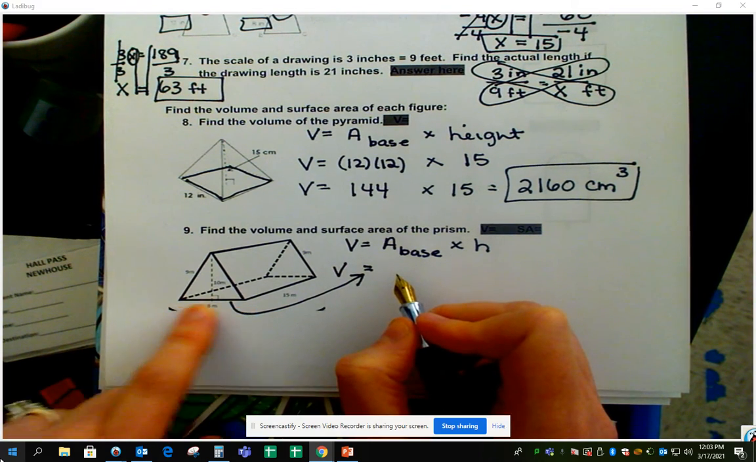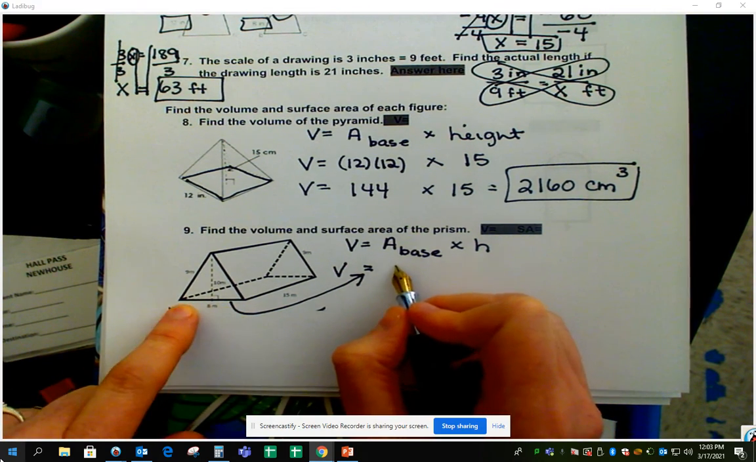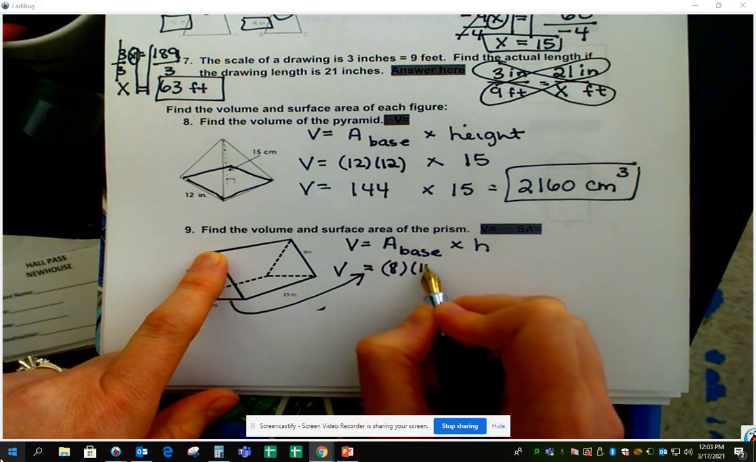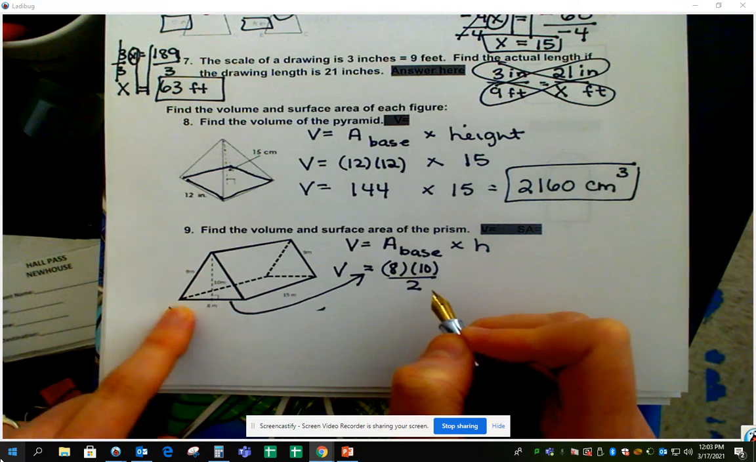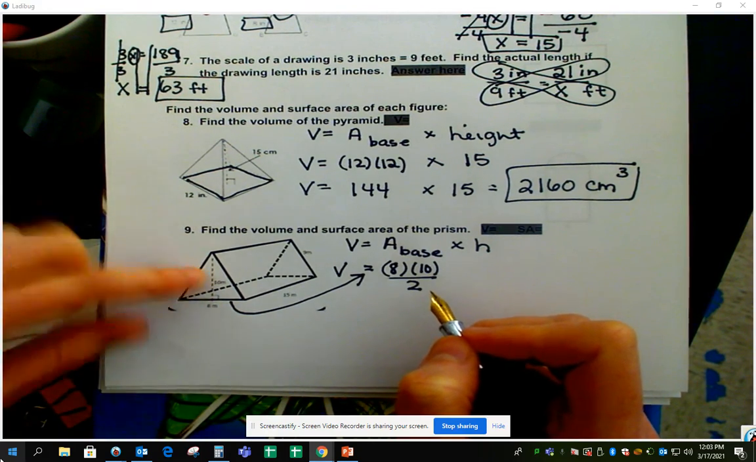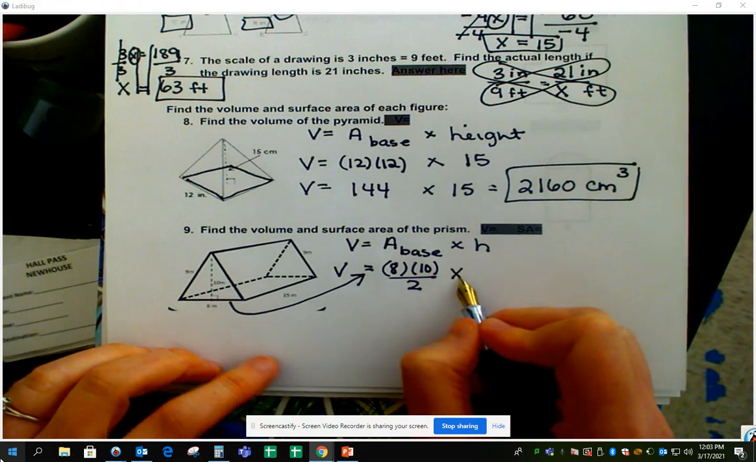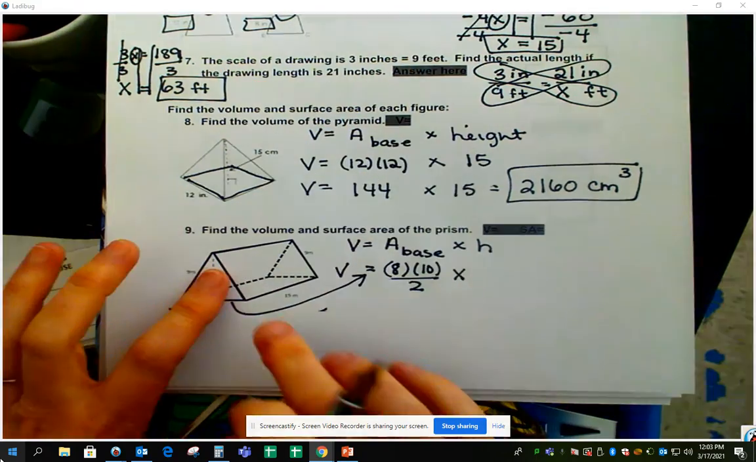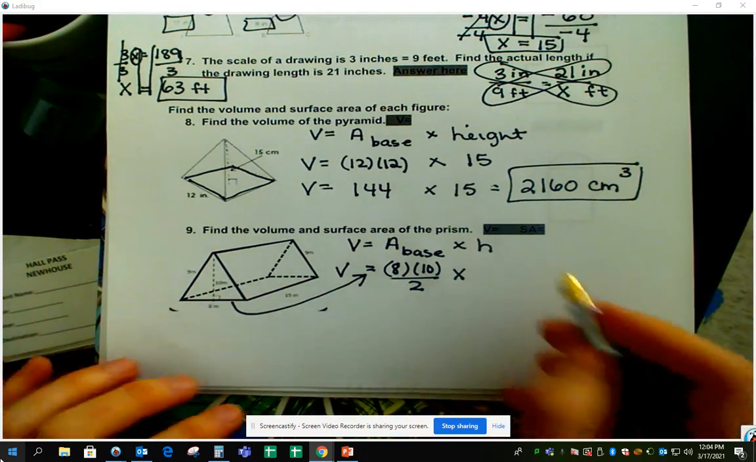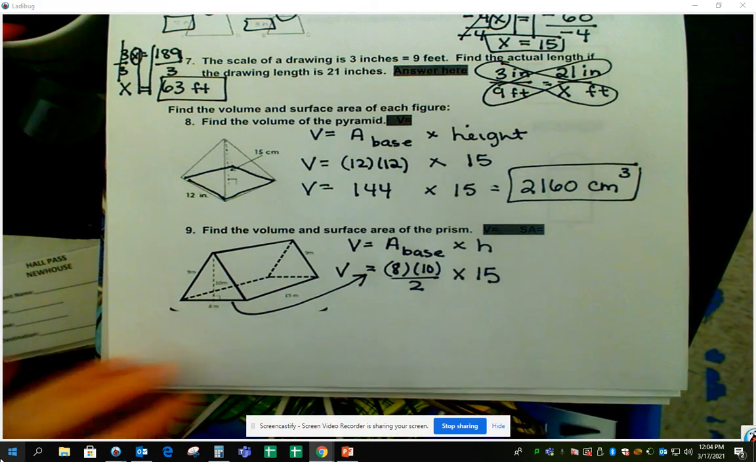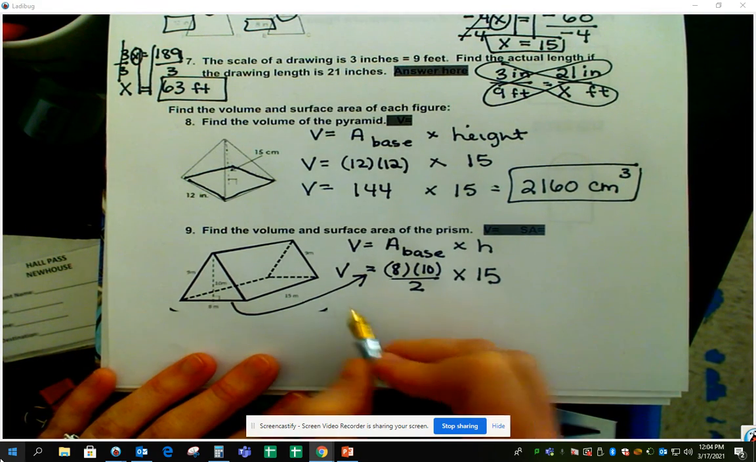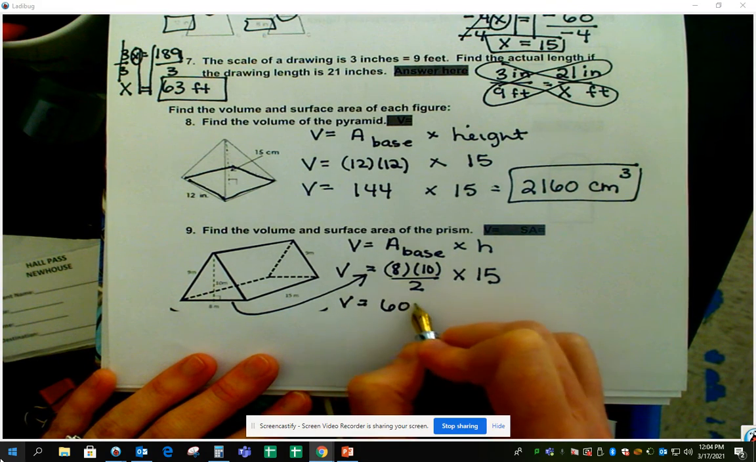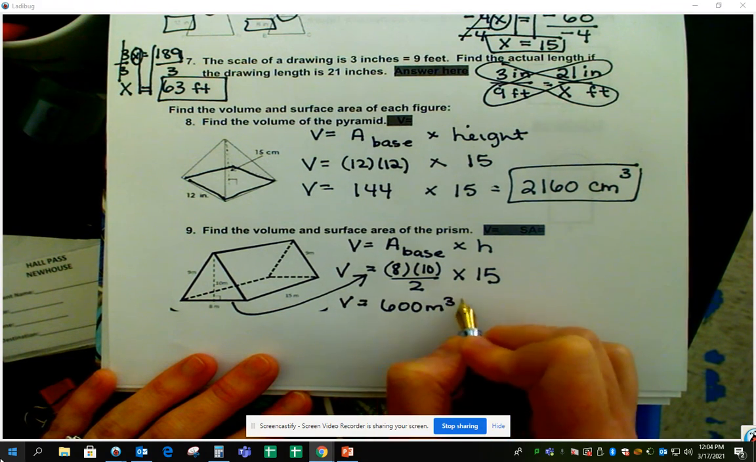So the base of the triangle is 8 times the height of the triangle is 10 divided by 2. Remember, area of a triangle is base times height divided by 2. And then the height of the prism, if this is the base, flipping it on its head, the height is this length, 15. Okay, so when I plug that all into my calculator, my volume is going to be 600 meters cubed.